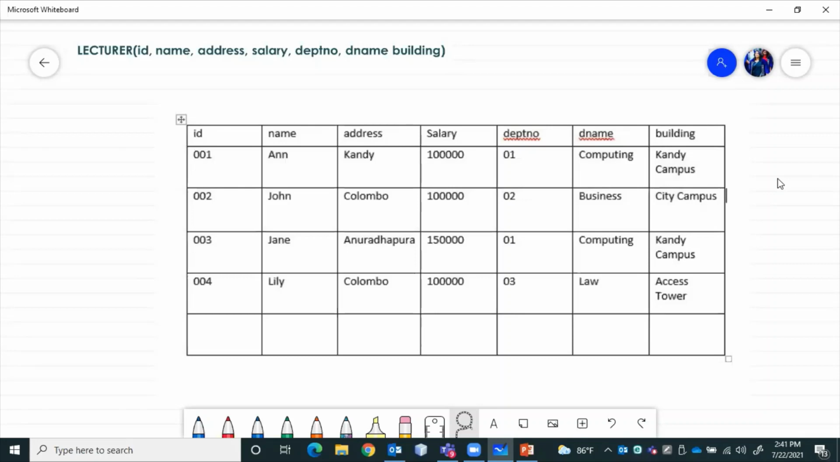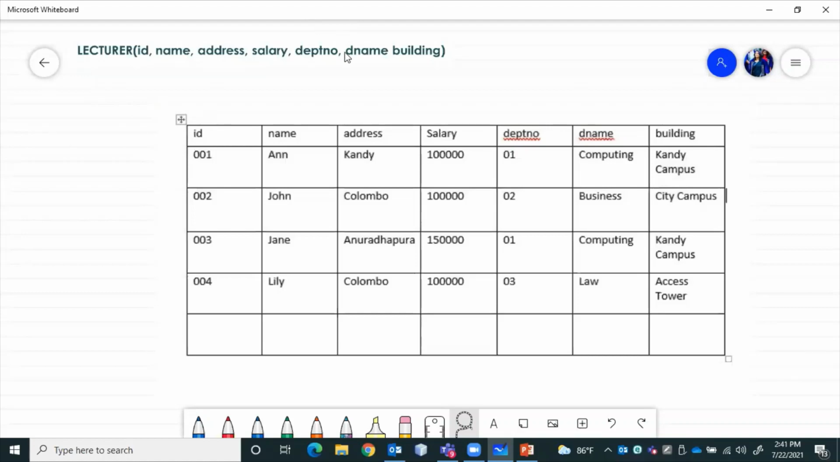We have another record, the fourth record, ID 4, with all the fields, and the department number is 3, the law department, and the building name is the access tower. So like that we have records now, right? Within an organization, normally we don't have just 4 records. We have many records. Let's say we have 100 plus employees, 150 employees, then we might have 150 records, right? In this particular table, the relation is called lecturer.